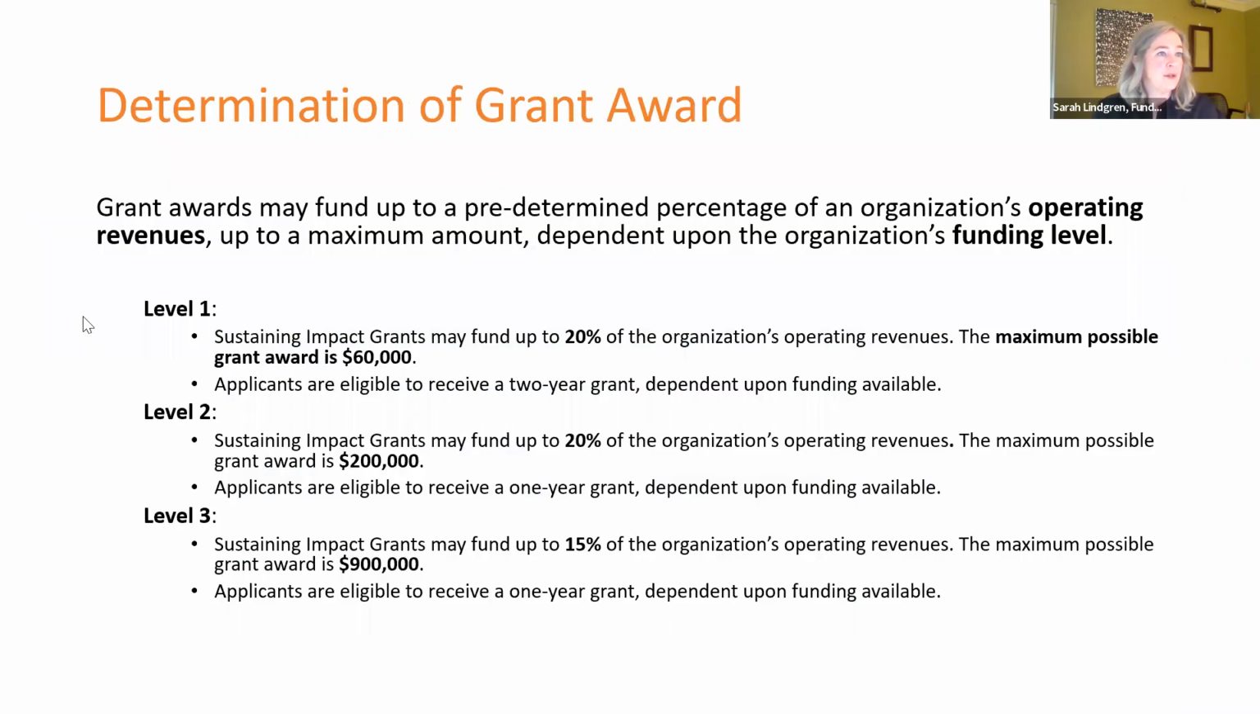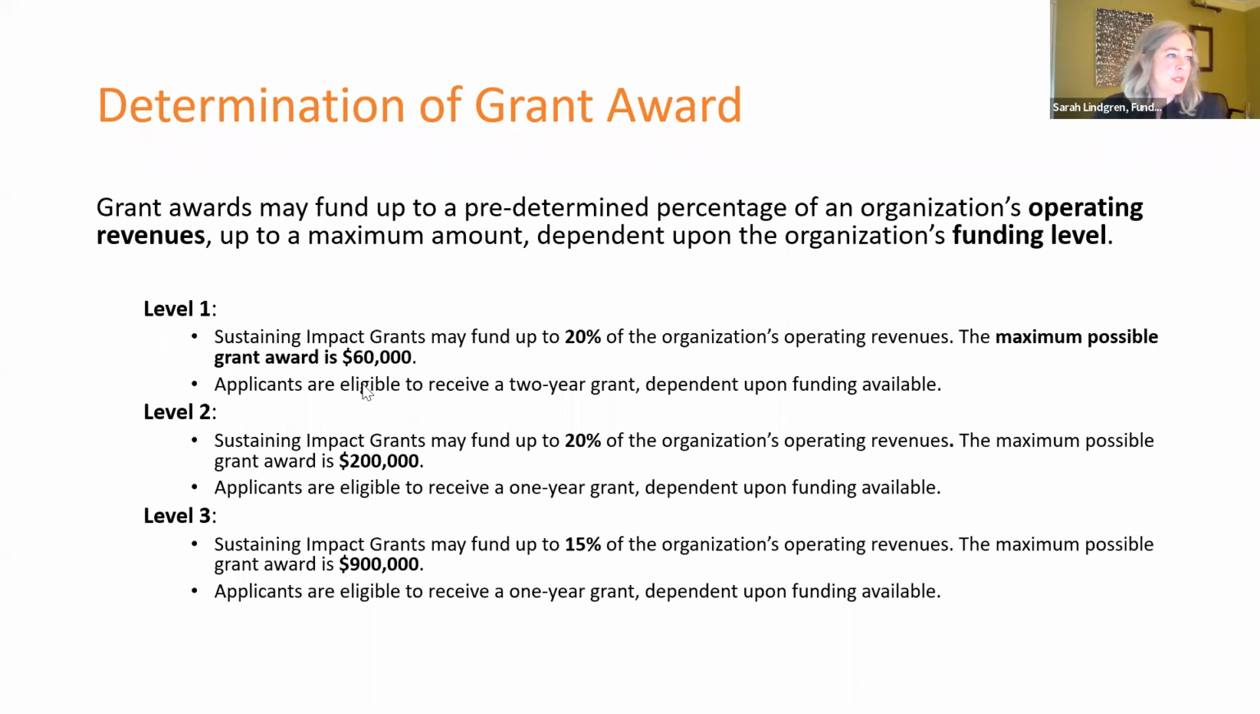Okay, so again, with the levels, we touched on this earlier, but the level that you're applying at has implication on the maximum grant award that you can receive. So if you're a level 1, you can receive up to 20% of your organization's operating revenue for a year. The maximum is $60,000. You'll see this is new this year.